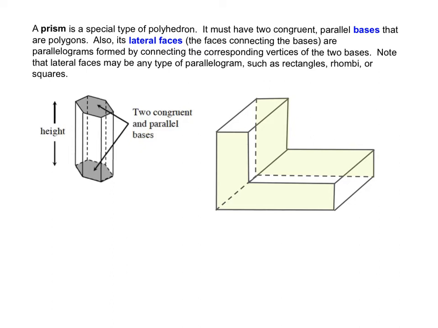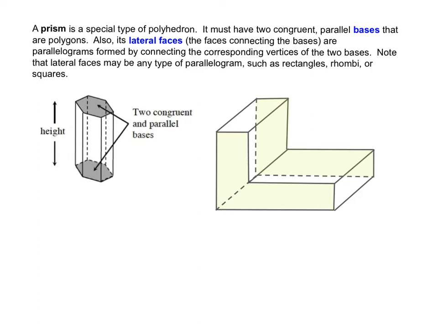A prism is a special type of polyhedron. It must have two congruent parallel bases that are polygons. Also, its lateral faces, which are the faces that connect the bases, are parallelograms formed by connecting the corresponding vertices of the two bases. The note here is that the lateral faces may be any type of parallelogram, such as a rectangle, rhombus, or square.